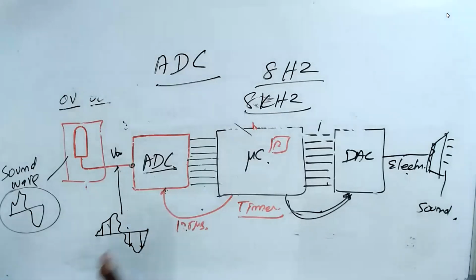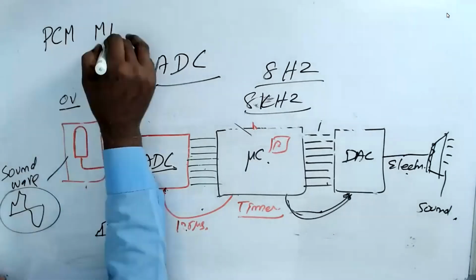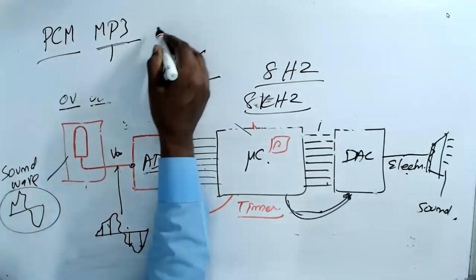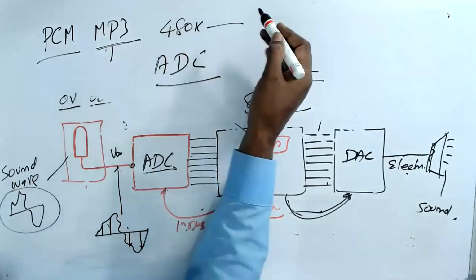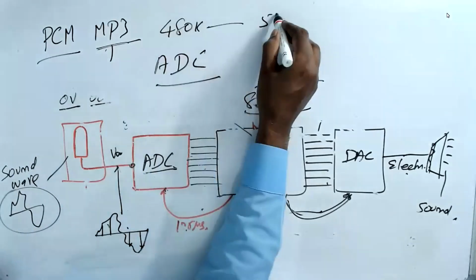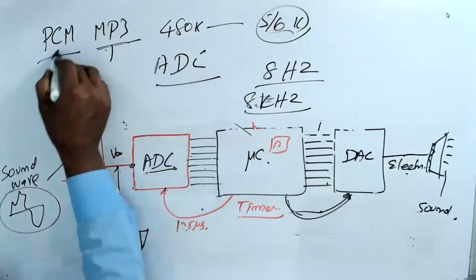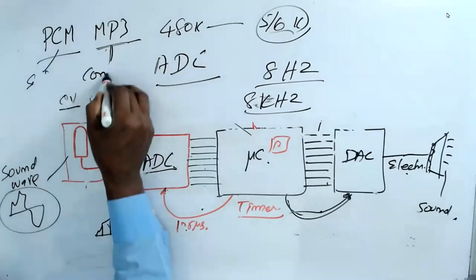I'll explain to you that multiple standards are there: PCM, MP3 and all. I'll explain what MP3 is, and how they don't store it at 480K now. Nowadays, for 1 minute, they may save it at about 5 to 6K. This is called sampling as such. This is called compression. I'll explain to you in the next session how they do the compression.